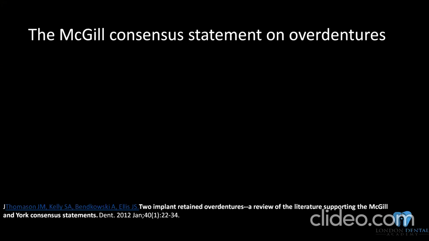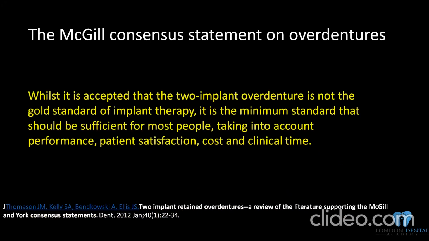Now, we talked about the McGill consensus. I don't want to go over that again, but once it's accepted that the 2 implant overdenture is not the gold standard, however, it is the minimum standard of care. That should be sufficient for most people, taking into account performance, patient satisfaction, and quality of life. So when you come to funding and people discussing with you whether we can do it or not, whether it's public funding or private funding, I think this is the minimum nowadays for the 21st century, to have some treatment, including 2 implants.